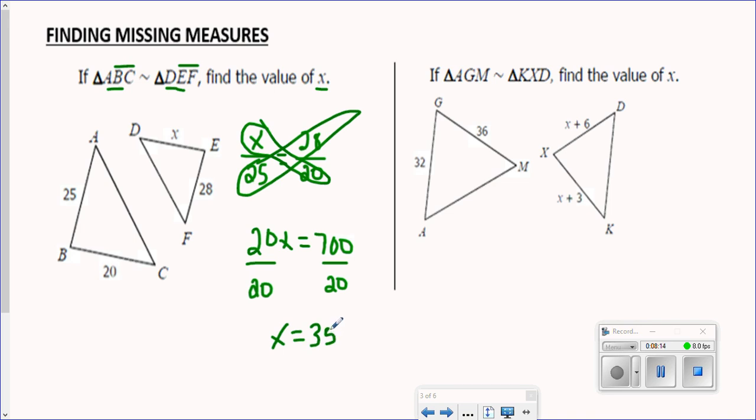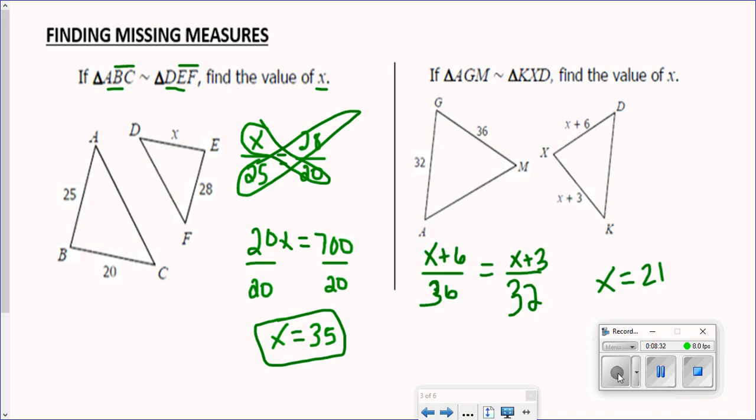So just remember, we can't set the sides equal. We actually have to set up a proportion and solve. So go ahead and pause the video and give it a try on this problem over here. Alright, so now your proportion can be set up x plus 6 over 36 equals x plus 3 divided by 32. And you solve that and get x equals 21. Now if you switch the order of these two ratios, that is fine as well.